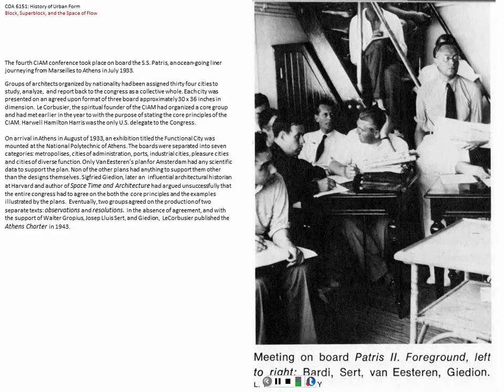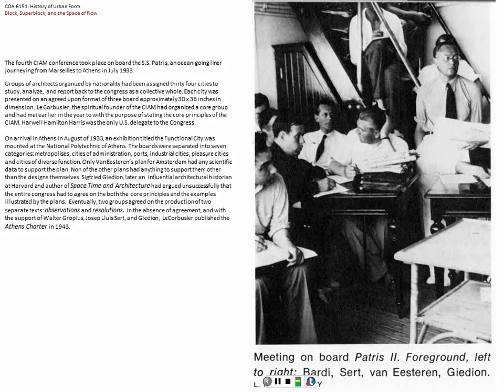And the man you see with the glasses here is an historian named Siegfried Giedion, who wrote a very influential book called Space, Time, and Architecture, and taught at Harvard for many, many, many years. They then held an exhibit in August of 1933 titled The Functional City at the National Polytechnic of Athens.